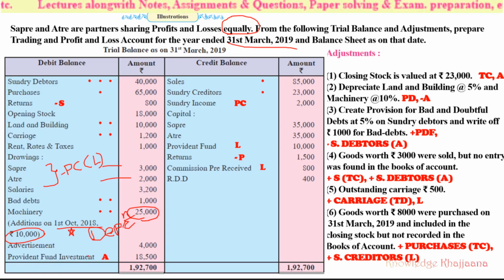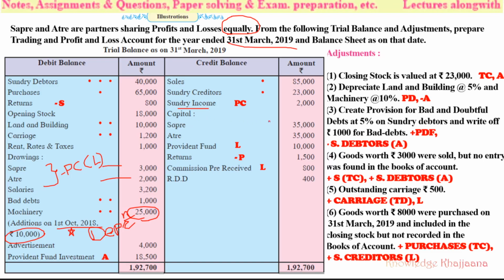Provident fund investment. See, this is given on the debit side of the trial balance, so obviously it is an asset. Then sales, trading account credit side. Sundry creditors, liability. Sundry income, see, sundry means miscellaneous income, so miscellaneous income will come to the profit and loss account credit side.